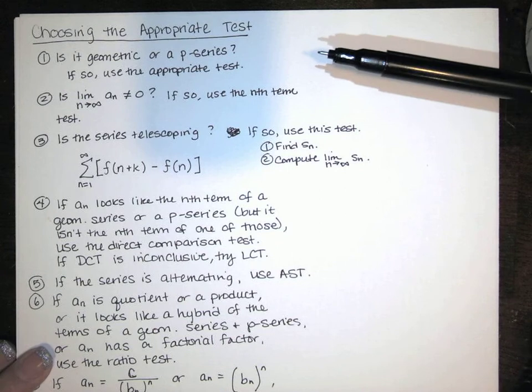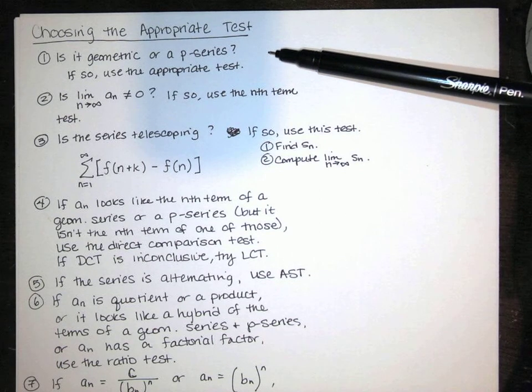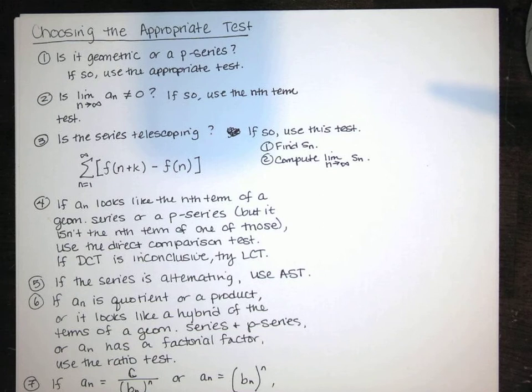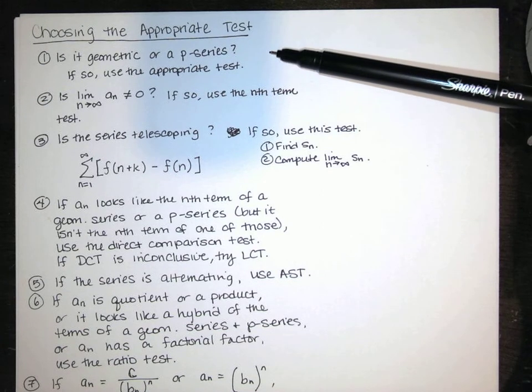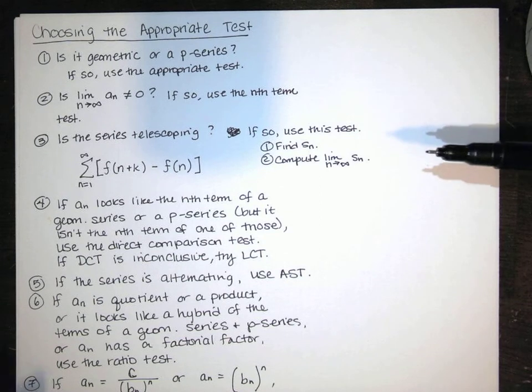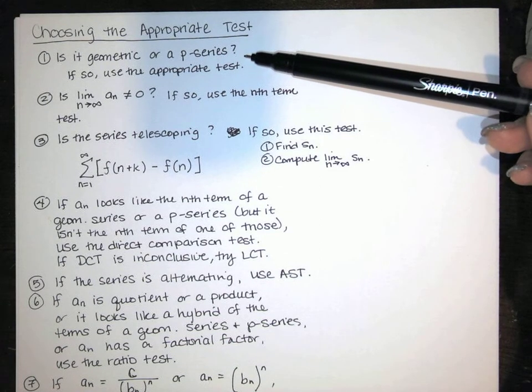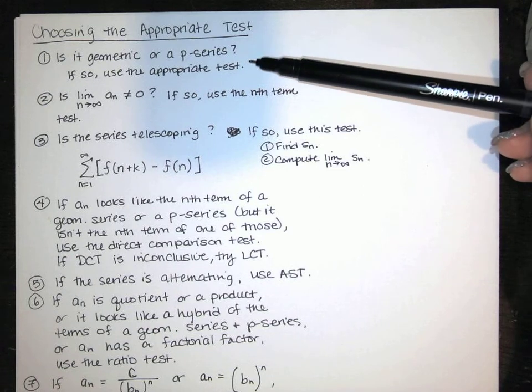Okay. So the first thing I ask myself when I'm given a series is, is it geometric or a p-series? Those are the easiest ones to evaluate, to determine whether they converge or diverge. You just look at r, you just look at p. If the absolute value of r is less than 1, the geometric series converges. If p is greater than 1, the p-series converges. So if it's a geometric series or p-series, use that test.